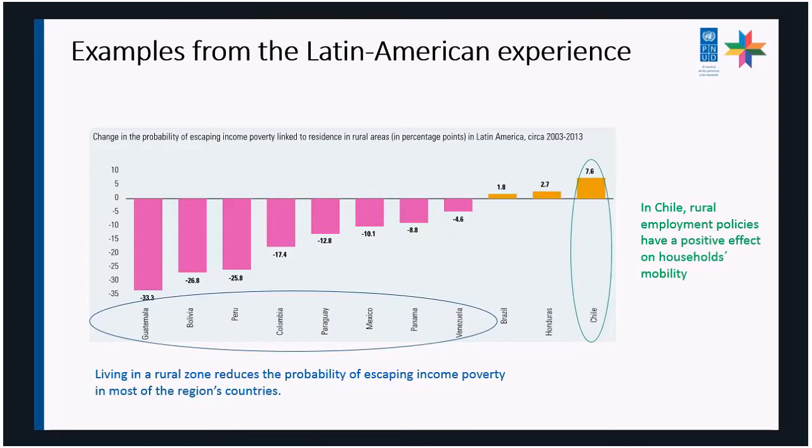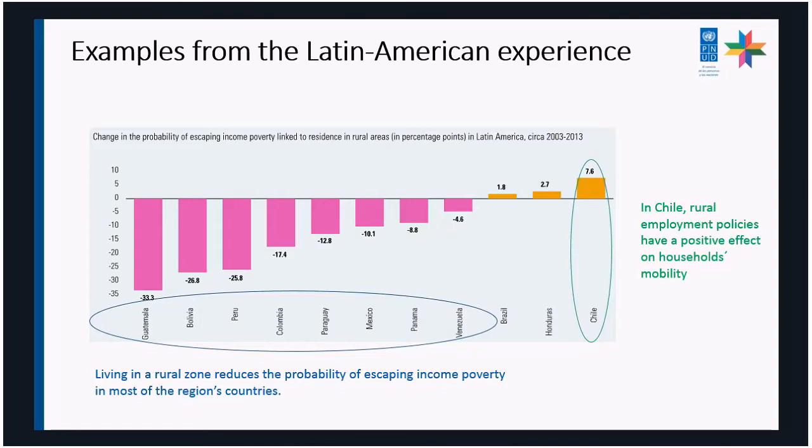So those strategies will probably affect positively these negative probabilities of moving out of poverty. An individual is still living in a rural area, but with better opportunities, with better productive options, will benefit, and of course it will be regarded as a positive policy.